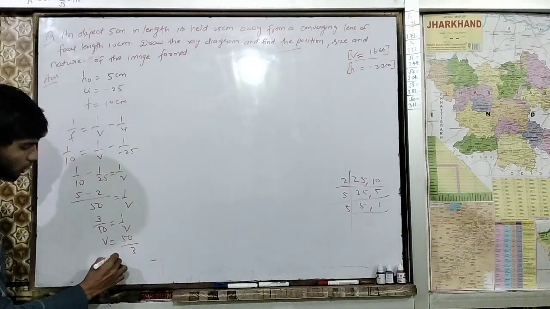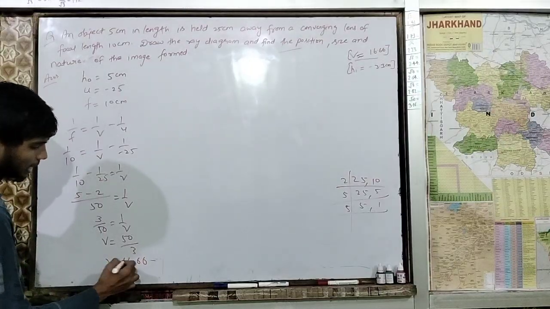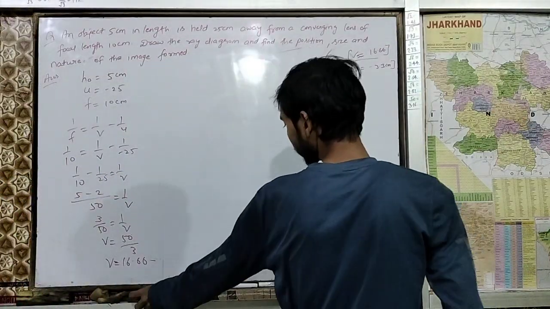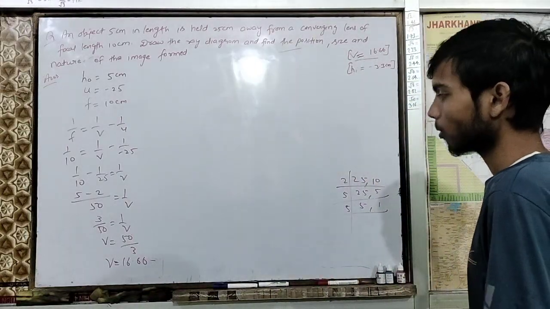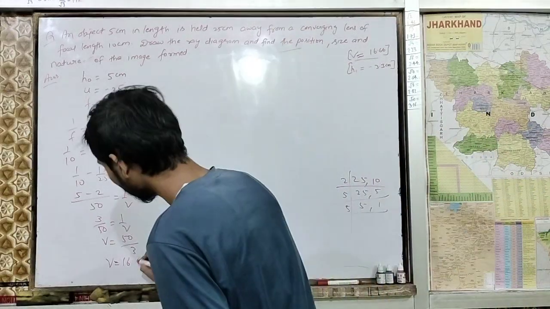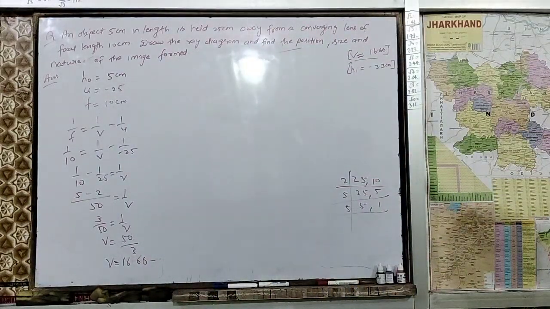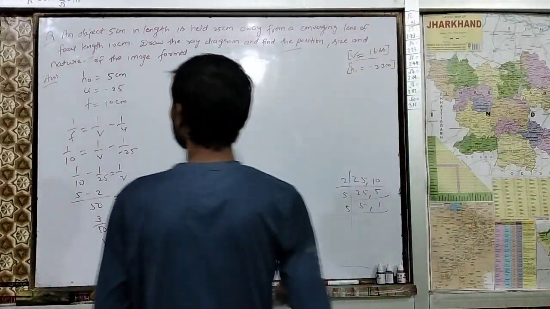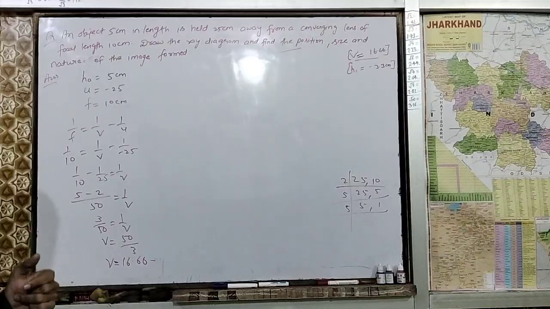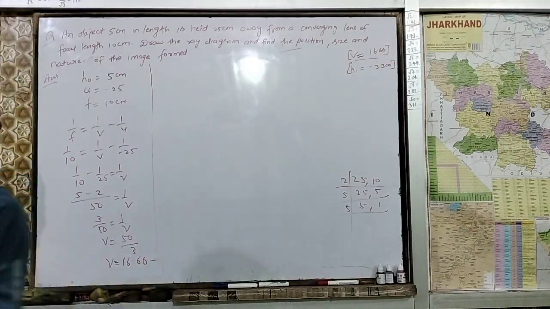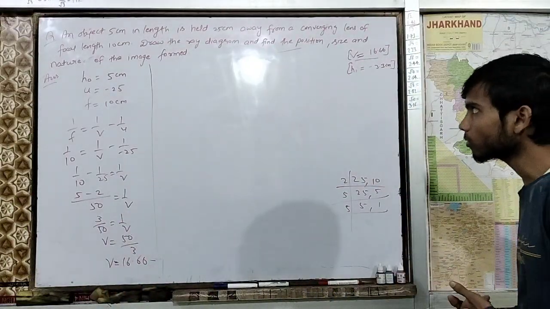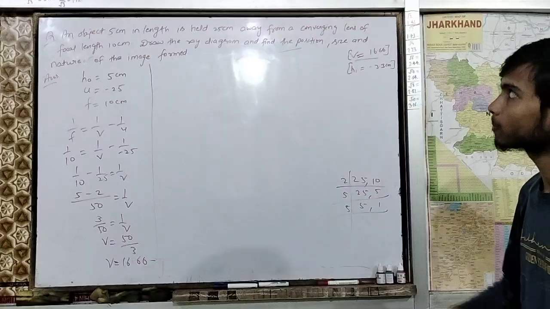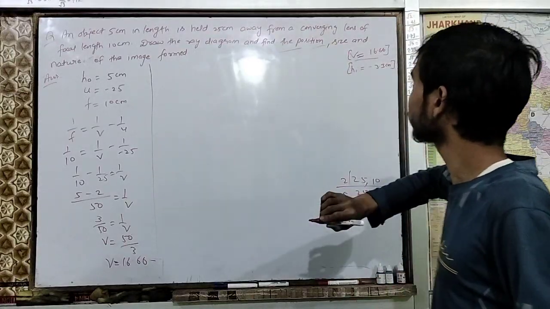v is coming 16.66 and it continues, with infinite digits after the decimal. We got this v as 16.66. It's nothing but the place of the image. This is the place of the image of a convex lens whose focal length is 10 centimeter. Okay. Now from this, what can we get next? So this point is clear. Now next, size.